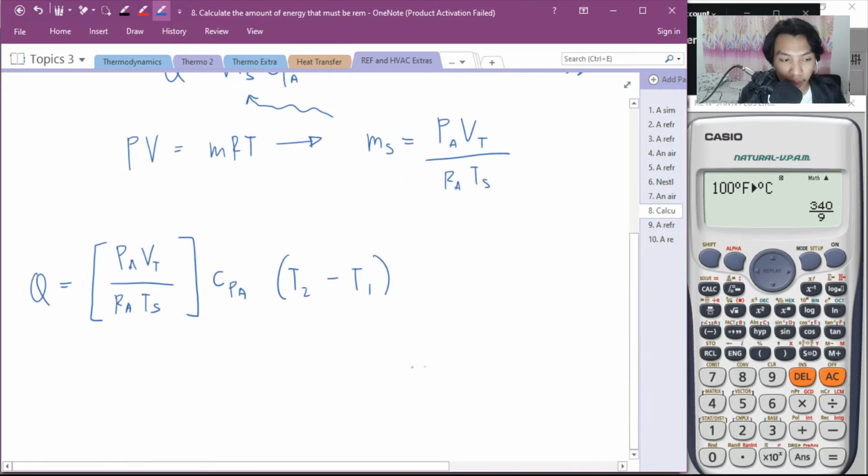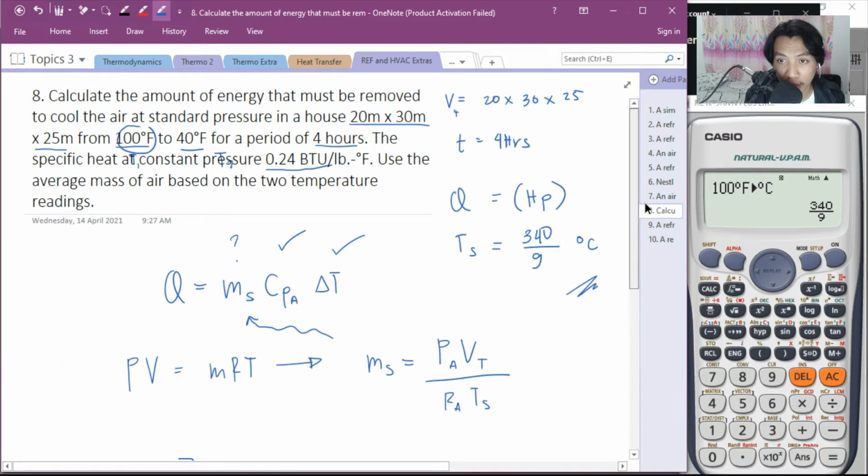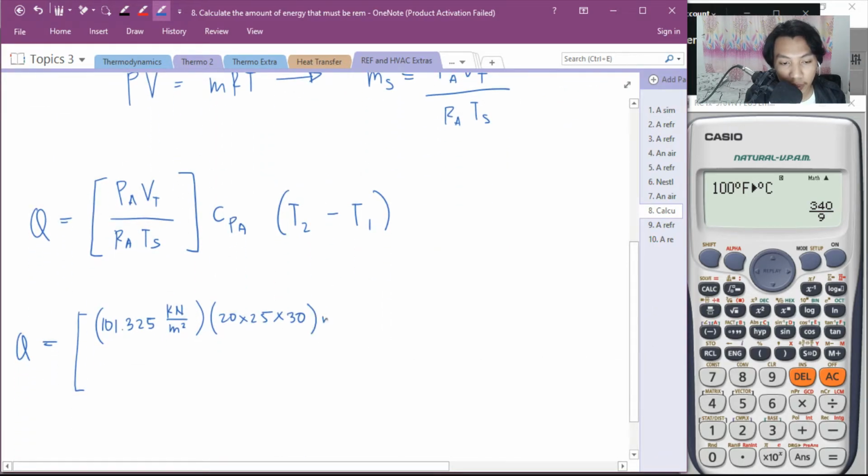Correct na yan. Okay? So, solving simultaneously, meron tayong pressure, standard daw, 101.325 kilonewton per meter squared. You just have to multiply that with the total volume na 20 by 25 by 30. Tignan natin kung tama yung aking pagkakalista. Yes, tama. And then meter cube kaagad yan. You just divide that with the R ng air, 0.28708 kilojoule per kilogram degree Kelvin.